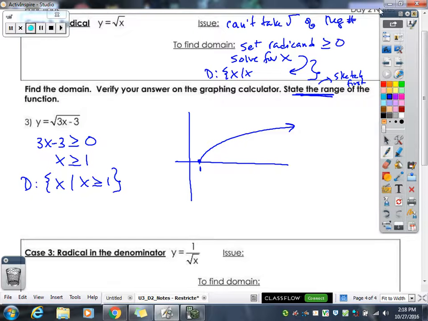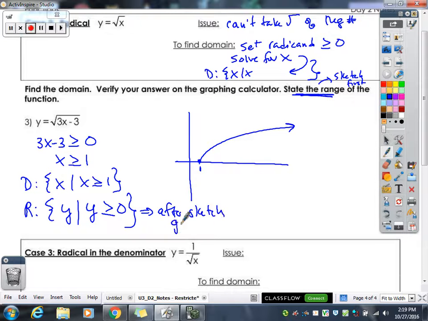Once we have the graph, we now can describe the range. And the range here, y can be anything as long as, if you look at the graph, notice y are positive numbers. They can equal 0. We say positive in math by setting them greater than or equal to 0. And again, you'll get this after you sketch the graph.